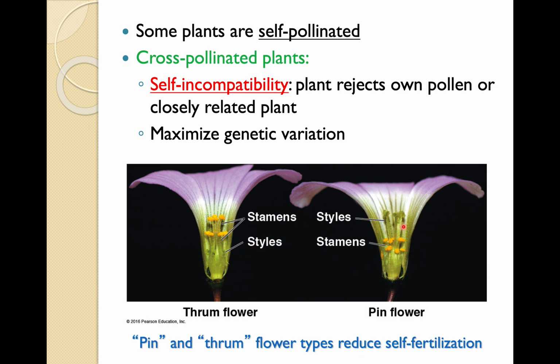And then the styles, this is where they're sticking up, so you're going to have some kind of insect or thing that burrows down into the flower to be able to get the pollen from here. And so you don't have pollen just kind of falling down and landing on the sticky stigma right here. And so this pin flower avoids self-pollination.